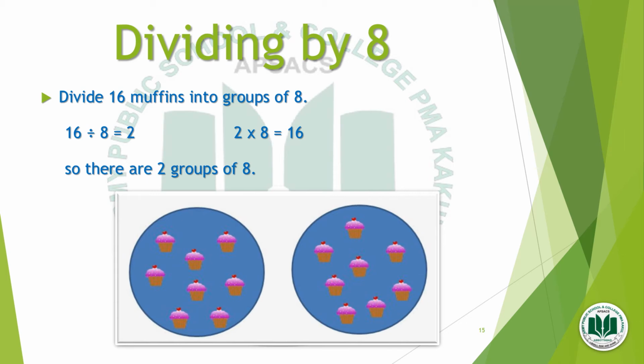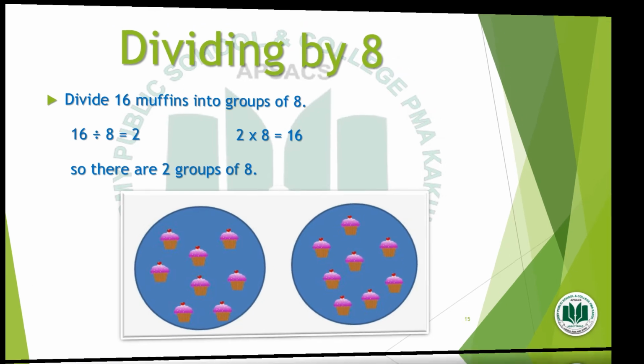Now divide 16 muffins into groups of 8. So we can find 16 in the table of 8. 2 8s are 16. So 16 divided by 8 is equal to 2. And we get 2 groups of 8 muffins. And 16 divided by 8 is equal to 2, and 2 8s are 16 are the family of multiplication and division facts.